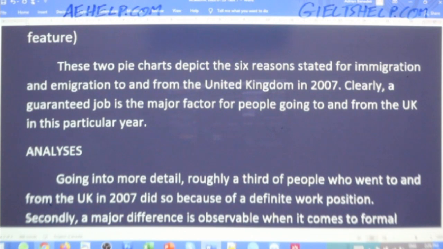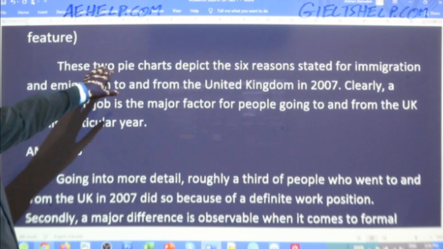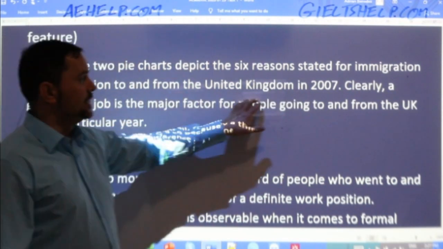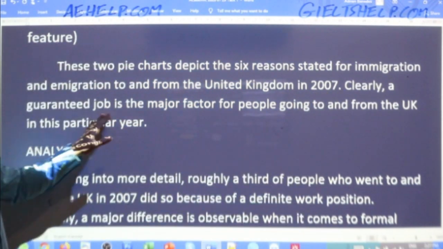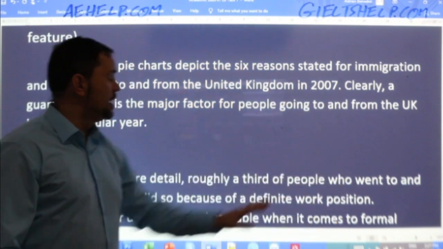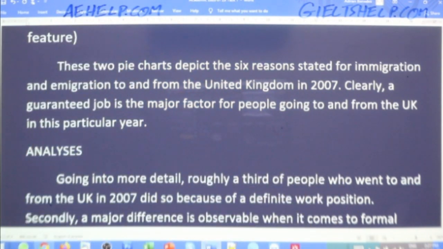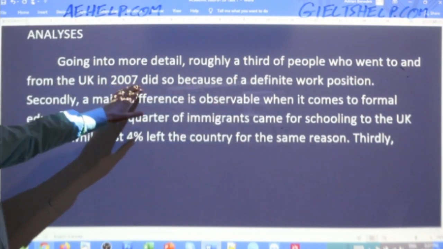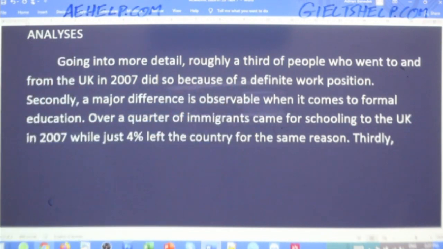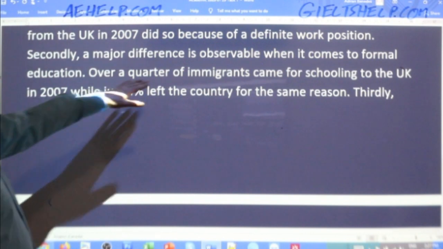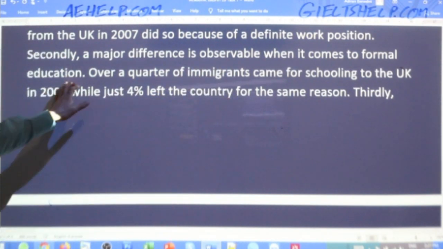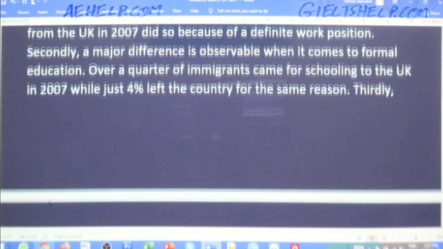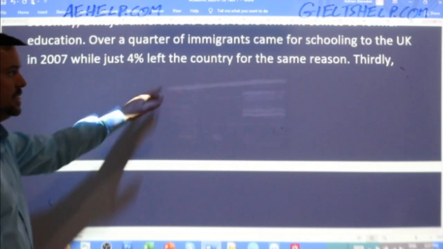All right, so I'm going to read this, and then we'll wrap it up. These two pie charts depict the 6 reasons stated for immigration and emigration to and from the United Kingdom in 2007. Clearly, a guaranteed job is the major factor for people going to and from the UK in this particular year. Going into more detail, roughly a third of people who went to and from the UK in 2007 did so because of a definite work position. Secondly, a major difference is observable when it comes to formal education. Over a quarter of immigrants came for schooling to the UK in 2007, while just 4% left the country for the same reason.